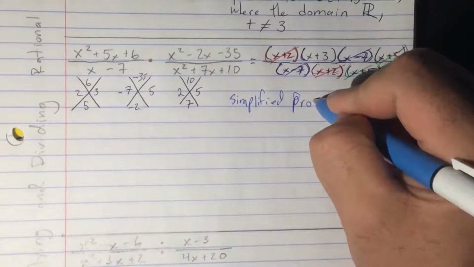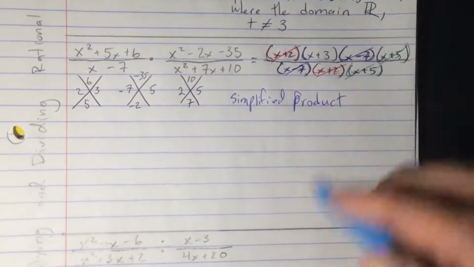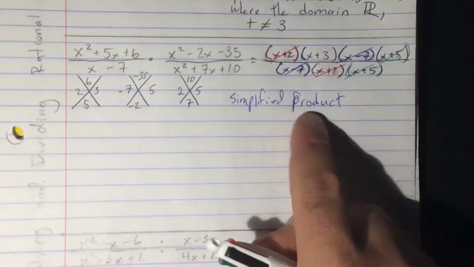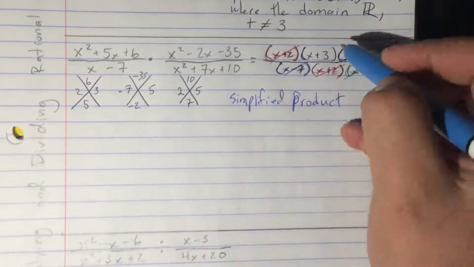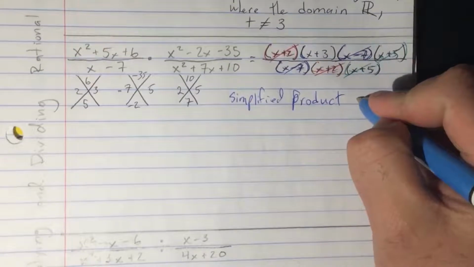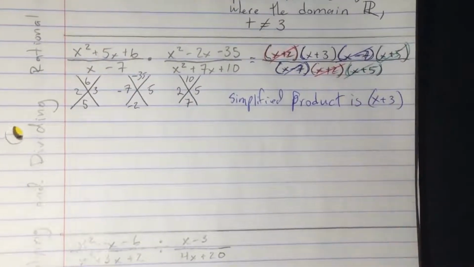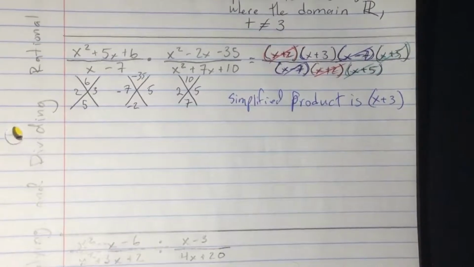Or, sorry, simplified product. We've got to get used to saying product. A lot of you had a hard time knowing what product was. So remember, product means multiplication. So our simplified product is just going to be what's left over, which is just x plus 3. Which is awesome, it's what we needed.